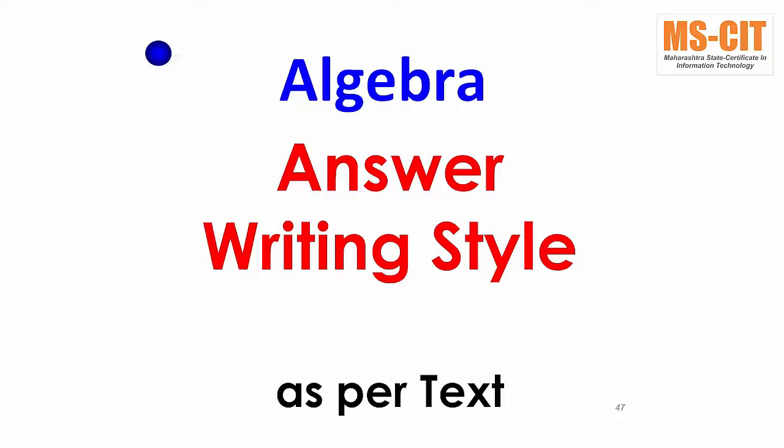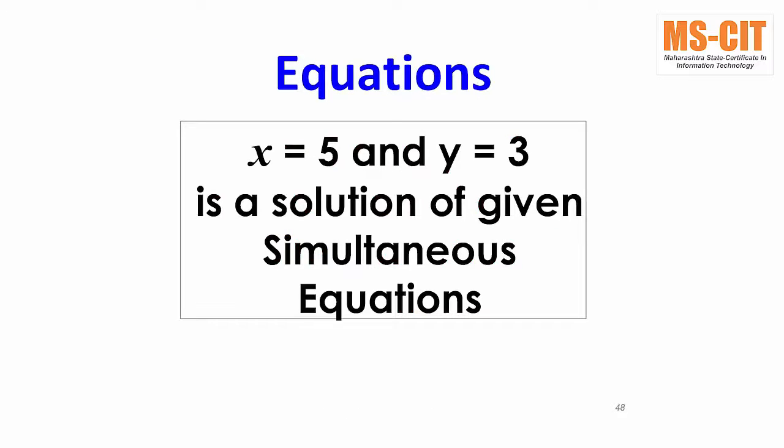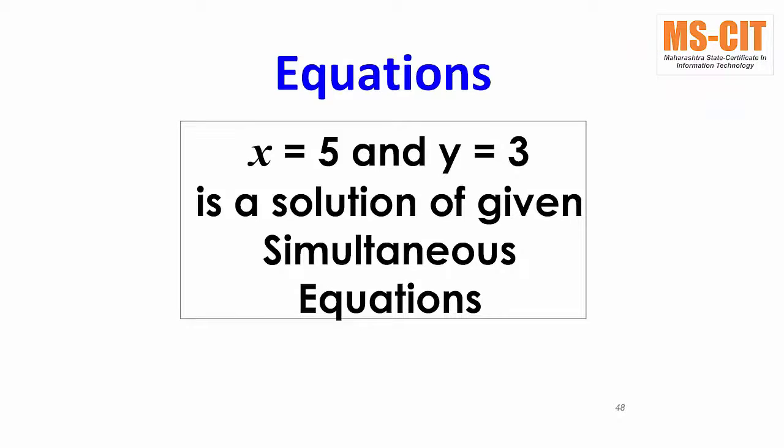In maths, in all chapters you must write the final answer as given in the text. For example, in simultaneous equation chapter, if suppose your answer is x equal to 5 and y is equal to 3, then you must write the final answer as x equal to 5 and y is equal to 3 is a solution of given simultaneous equations. Many students write the answer as solution set is equal to, in curly brackets 5, 3, but the correct answer given in the text is x equal to 5 and y is equal to 3 is a solution of given simultaneous equations, means that the answer is in a statement, not in solution set form. So observe how each type of sum's answer is given in the text and start writing in that way only.